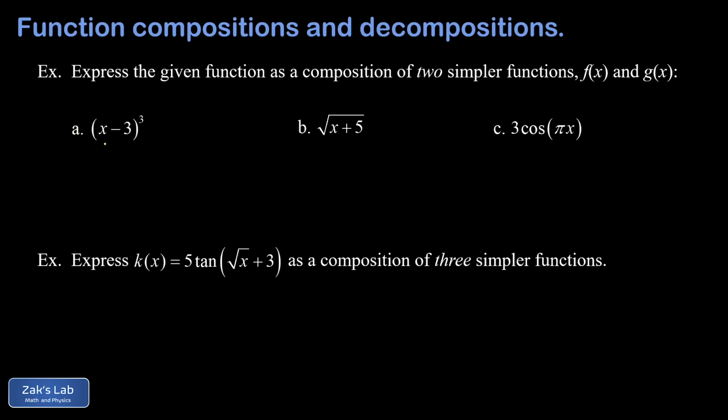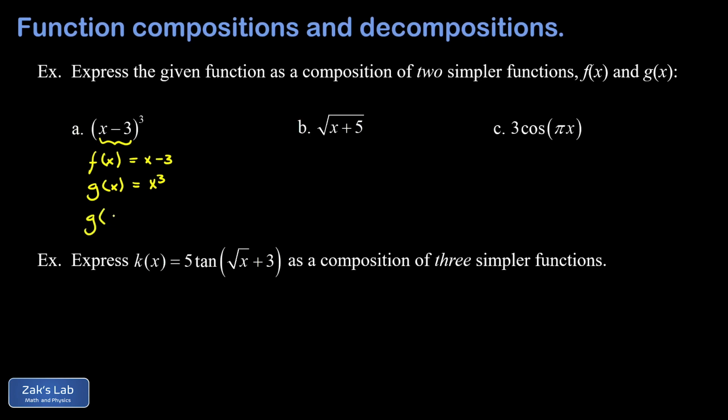So in part A, I have x minus 3 raised to the third power. And so the way I look at this is that I have an inner function, x minus 3. And I'm going to say, let f of x equal x minus 3. Then what I want to do is compose that with the cubing function. So I want to apply the cubing function to f of x. So g of x, we'll call that the outer function, is going to be the cubing function. It takes its input and cubes it, so it's x cubed.